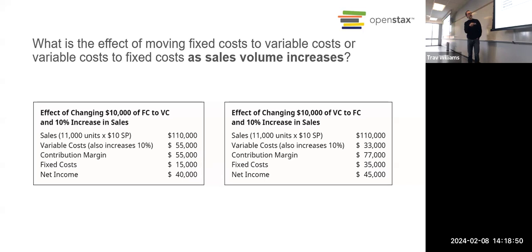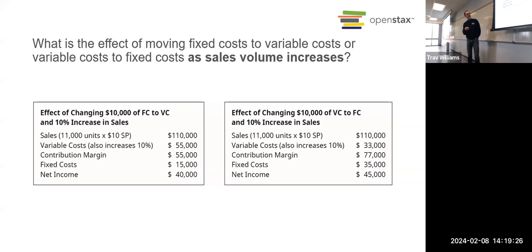Okay, so they've sold 11,000 units at $10 each. It's the same thing in both scenarios. Now variable costs here, you're selling 10% more units, you're gonna have 10% more variable costs, right? Because you're producing more units. So you see their variable costs have gone up by 10%. Here, their variable costs go up by 10% as well, but that's an increase of only 3,000 here, where it was an increase of 5,000 over here. You see already the contribution margins are different.